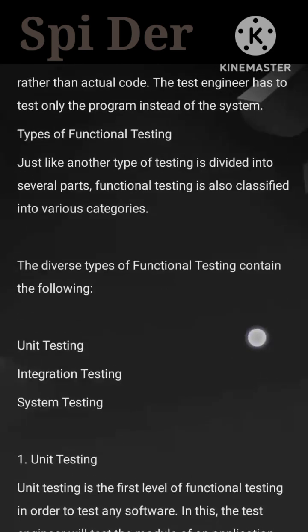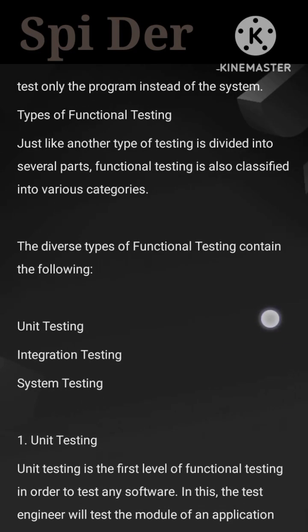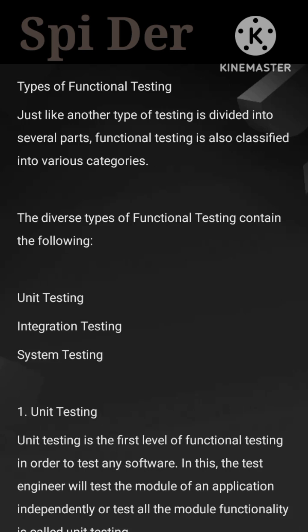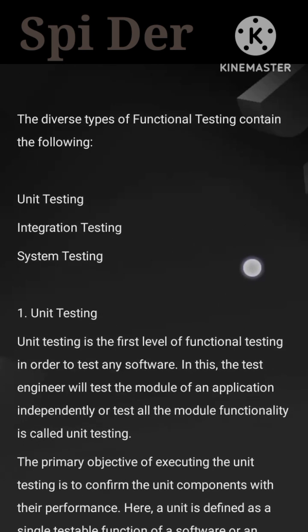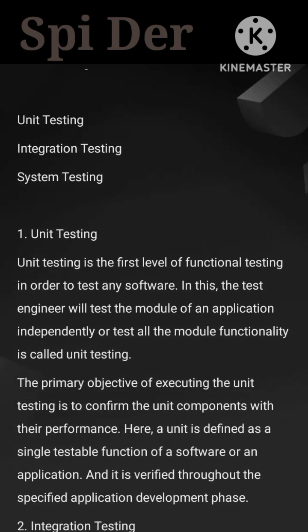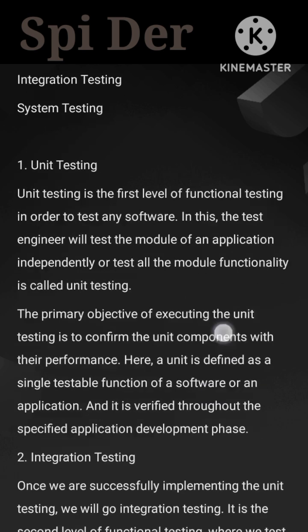Types of functional testing. Just like another type of testing is divided into several parts, functional testing is also classified into various categories. The diverse types of functional testing contain the following: unit testing, integration testing, system testing, in which unit testing and integration is important for us.